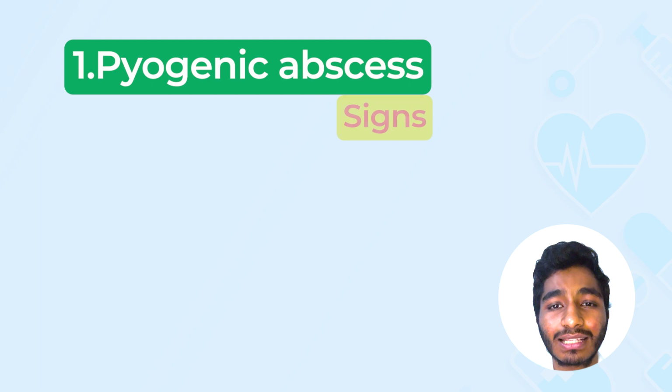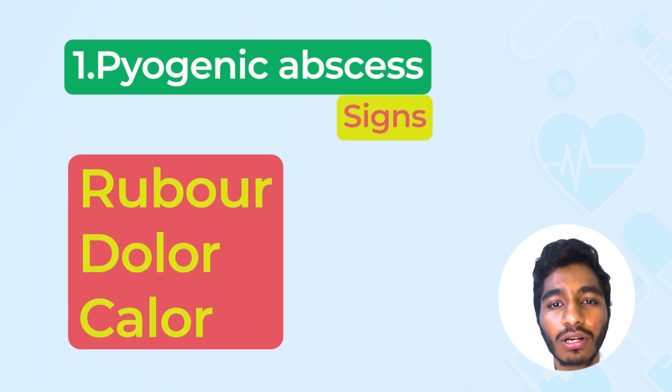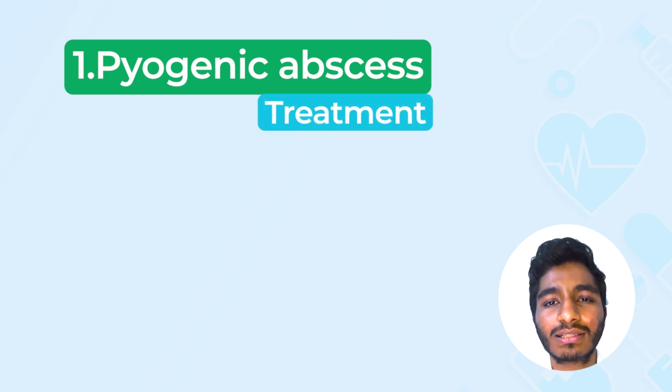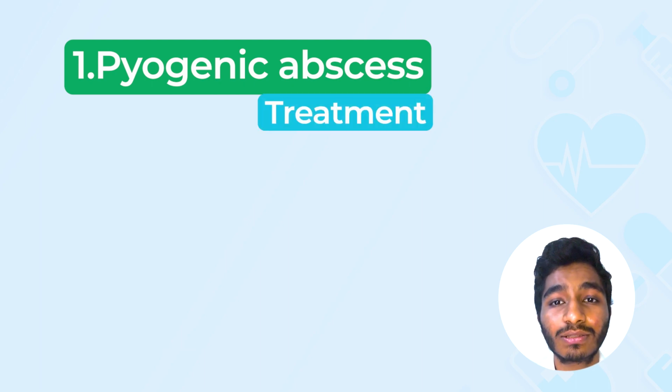Now, signs. As a physician, what are the signs you will notice? Rubor, which is redness, dolor, which is pain, and calor, which is a localized increase of temperature near the abscess. The treatment of an abscess. Sometimes some people, if they refrain from going to a doctor, may let it burst spontaneously, where a small pus point may be formed and it will burst.